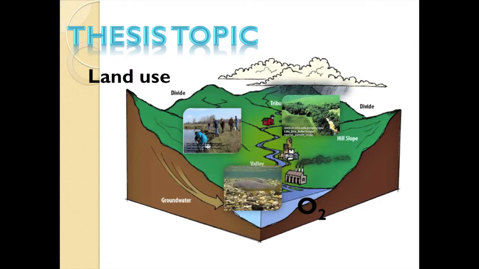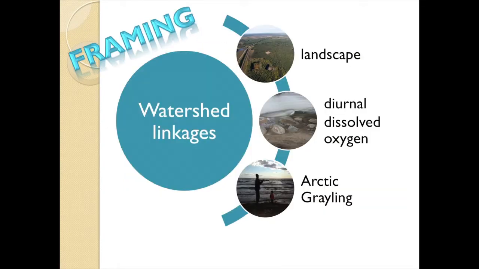And I had the fortune to walk into the office of Craig Johnson, the senior fisheries biologist up in Grande Prairie, and he helped me frame the problem. We sat down, we talked about this, and what he was able to help me tease out is there are three components I was looking at. Land use, a water quality parameter, that is dissolved oxygen, I was really interested in the cycles, and then, of course, Arctic grayling.